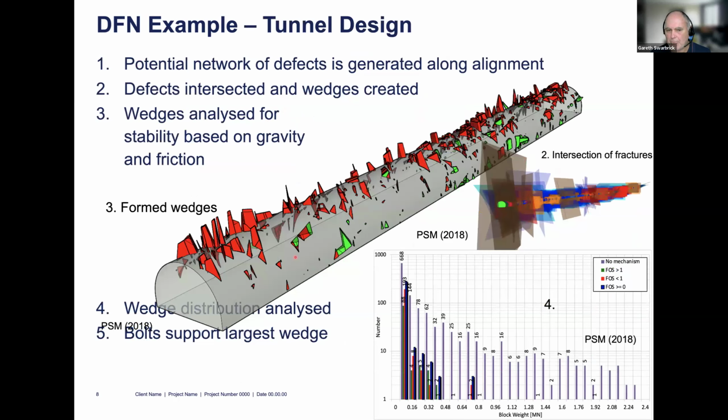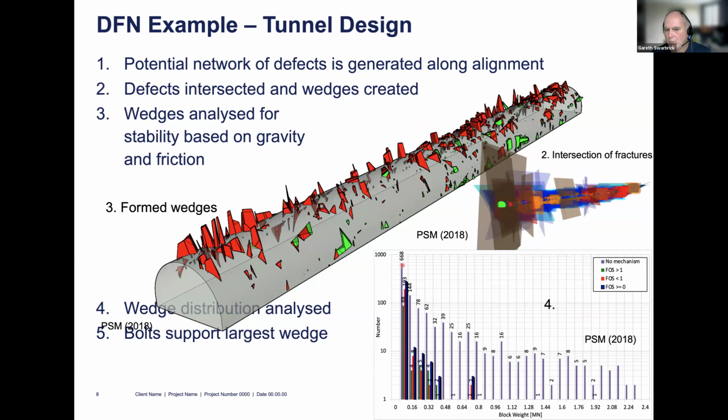So once you have this DFN, you can obviously see the sort of things we can do. This is actually all the fractures generated along the tunnel alignment, which we then intersected in step 2 to create the wedges. Then we can look at all of those wedges, because this is not exactly what we see. It's a potential solution to what we see.